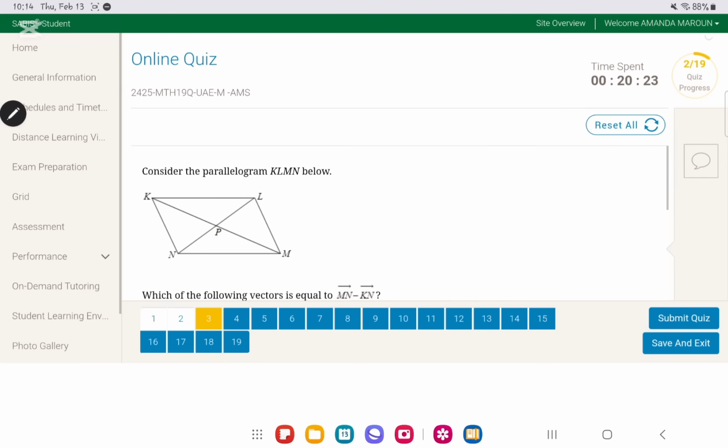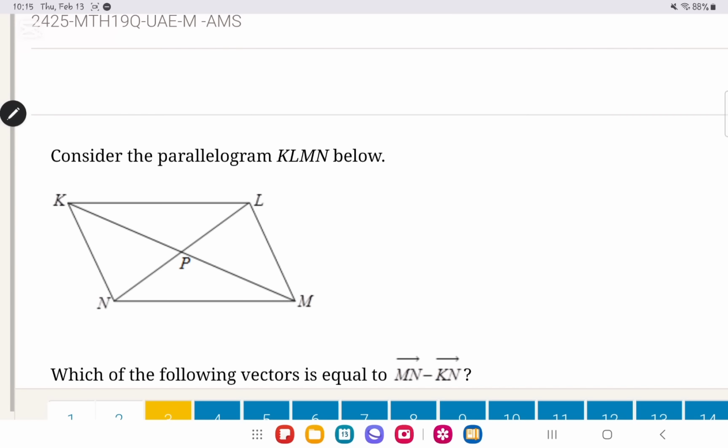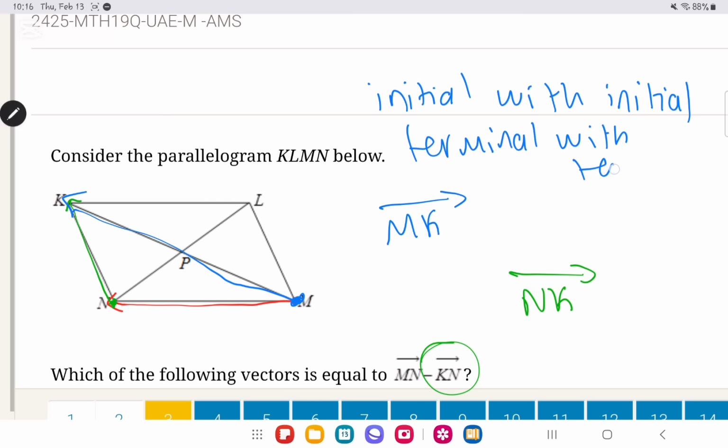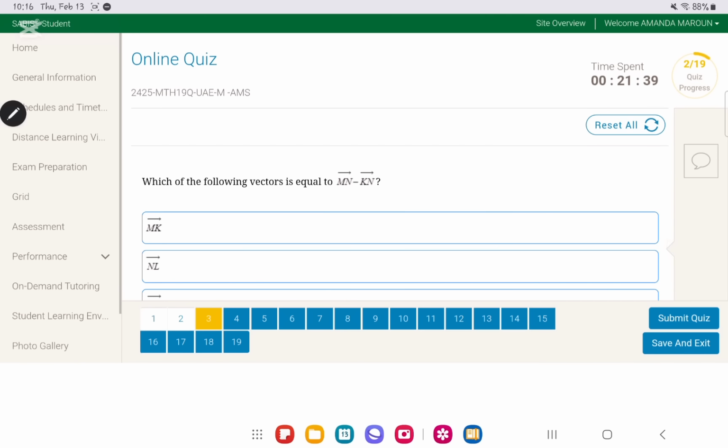We move on to the next question, which is question number 3. Over here, they asked which of the following vectors is equal to MN minus KN. Very simply, you're going to take MN. It starts from M, so the initial point is at M, and it ends at N. This is the terminal point. Minus KN means the opposite of KN, which is going to be NK. That means if we're dealing with NK, N is the initial point, and K is the terminal point. And remember, when we are drawing, we take initial with initial and terminal with terminal. So our answer is going to be MK. As you can see, it is way easier than you thought. So just remember, initial with initial and terminal with terminal. Okay, so again, our answer was MK.